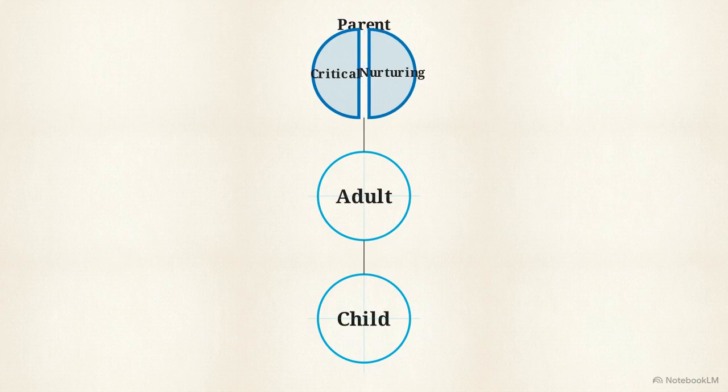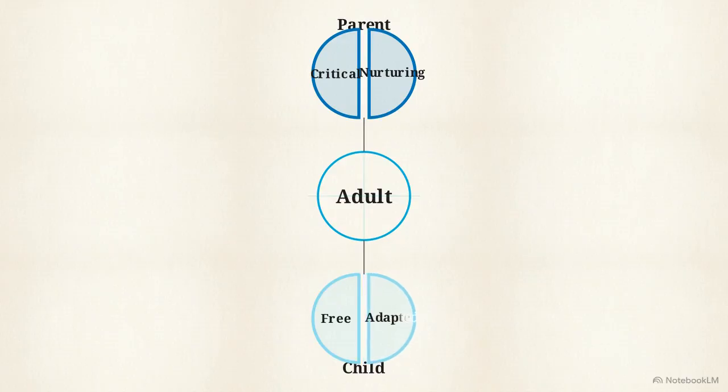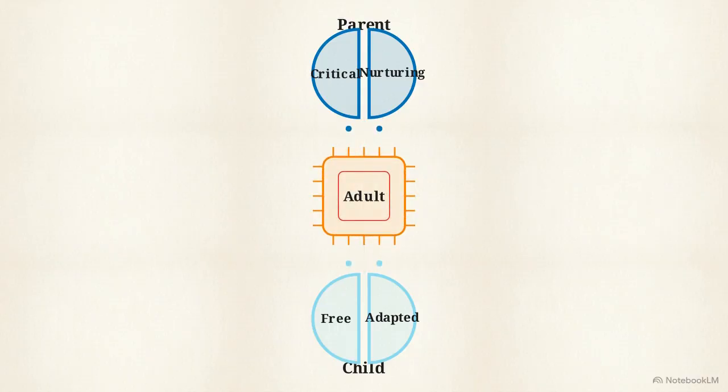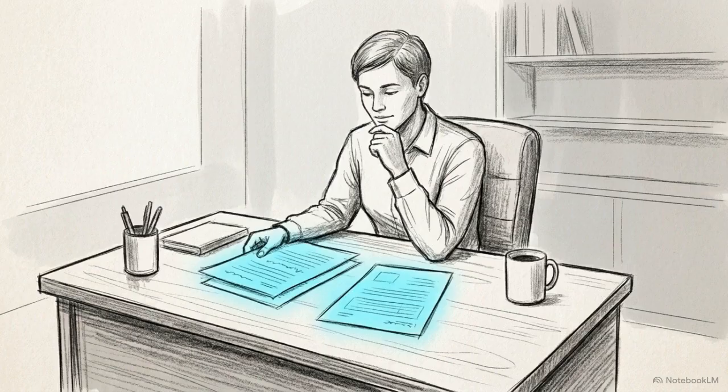The child state is the raw replay of early emotions and defensive adaptations. It drives spontaneous, rebellious action in the free child or compliant behavior in the adapted child. Centered between them is the adult state. This is the rational processing core that operates strictly in the here and now. The adult acts as an objective computer. It evaluates facts and mediates between rigid rules of the parent and raw feelings of the child.